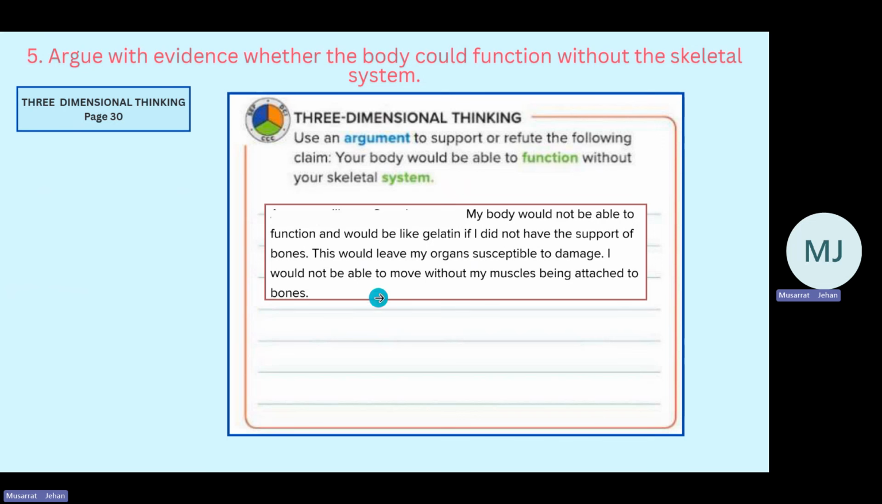And also you would not be able to move without your muscles being attached to bones. So if the muscles are not attached to bones, movement would also not be possible. So we cannot think of our body working properly without the skeletal system.